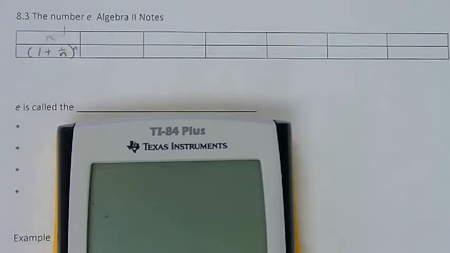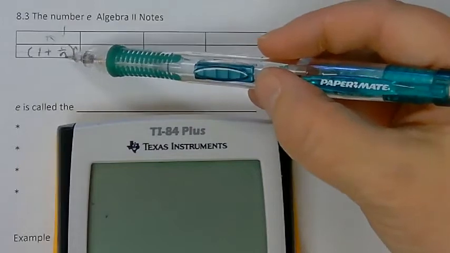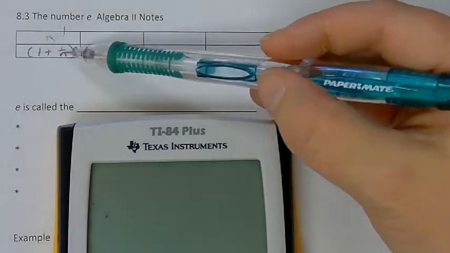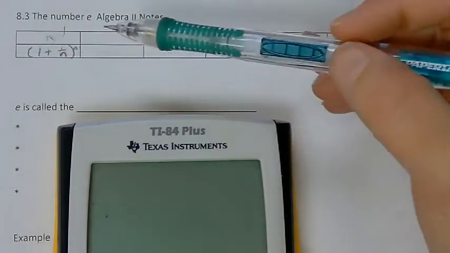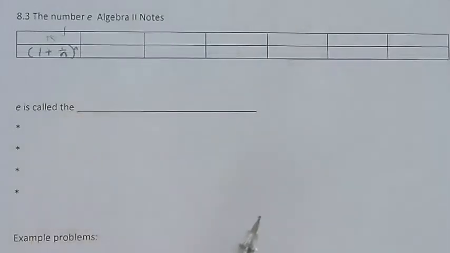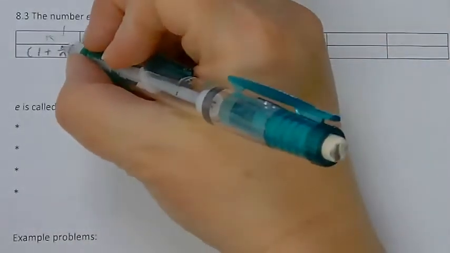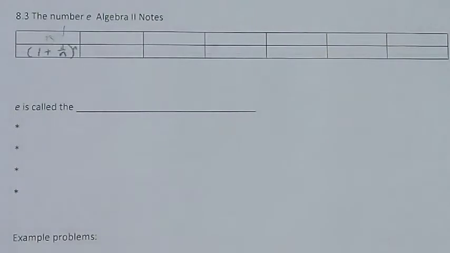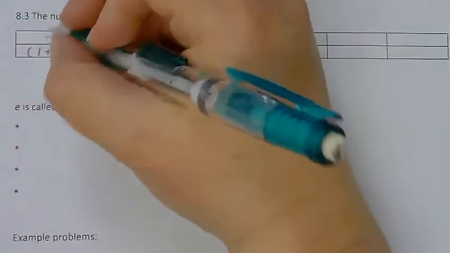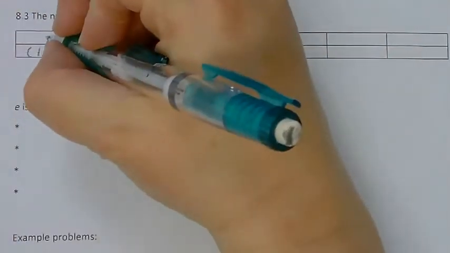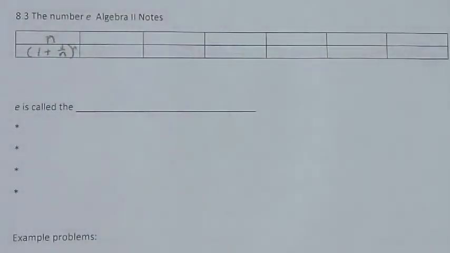Remember the previous lesson when we had the compounding formula, a rate divided by the number of times compounded, to the n times t power. So we're going to keep the rate here at 1 and keep the time at 1. We're going to use an input of n and see what we would get for the output.